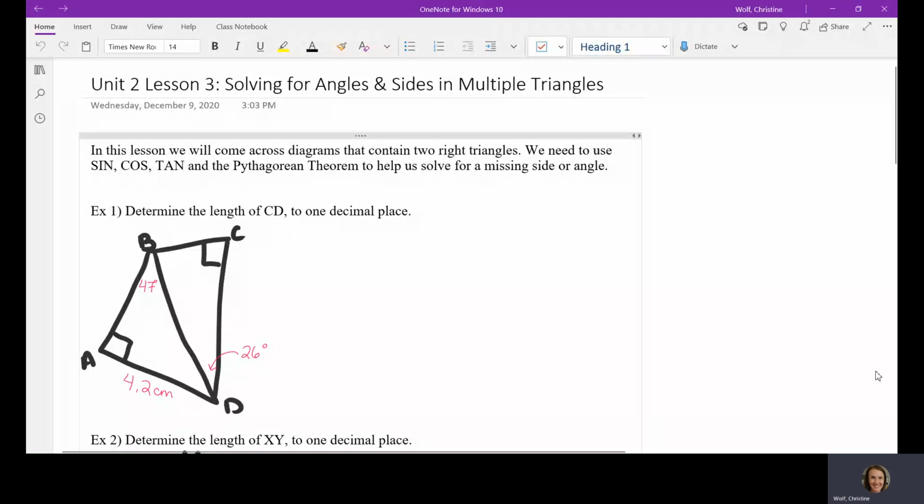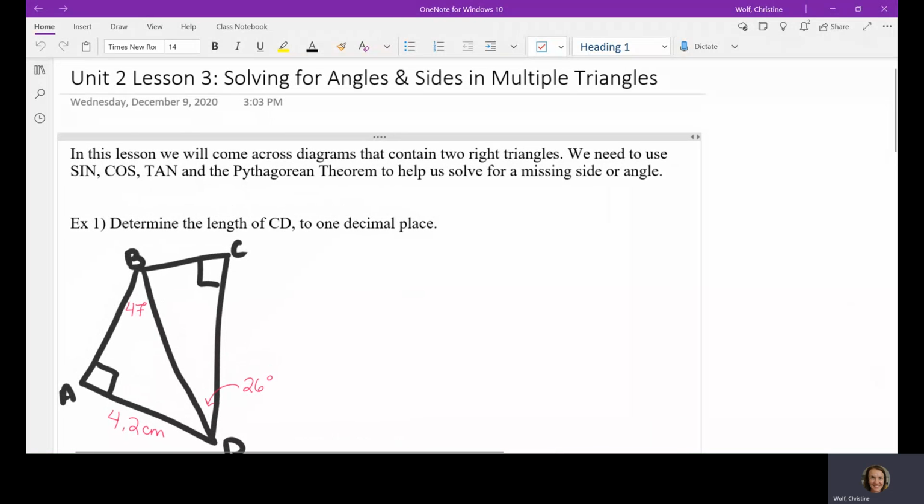So if there was ever a lesson you need to have your thinking cap on for, it's this one. Because like I said, it's a little bit of a puzzle. Because in every question today, you have to look for either a side or an angle, but you don't have enough information to find it right off the bat. So what we have to do is use the other triangle that's there, use the information in that triangle to help us find what we're looking for. And that will make sense once we do the first example here.